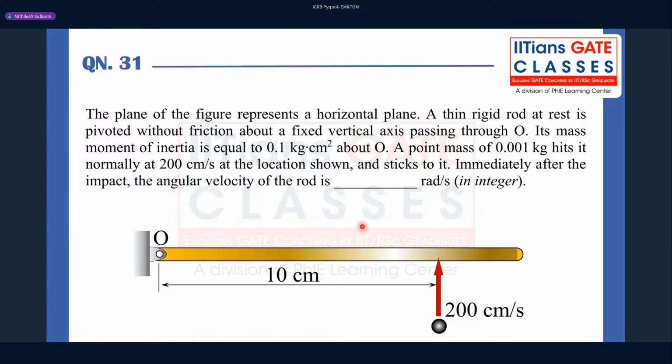We can clearly see this is a problem from the mechanics topic, specifically the dynamics part, and this problem can be solved by using the law of conservation of momentum. Momentum before impact and after impact will remain the same, because we can clearly see this rod is stationary. We have this rigid ball which is hitting that rod, and the ball has some initial velocity, and after impact both rod and ball will move with a certain velocity, and that is what they are asking us.